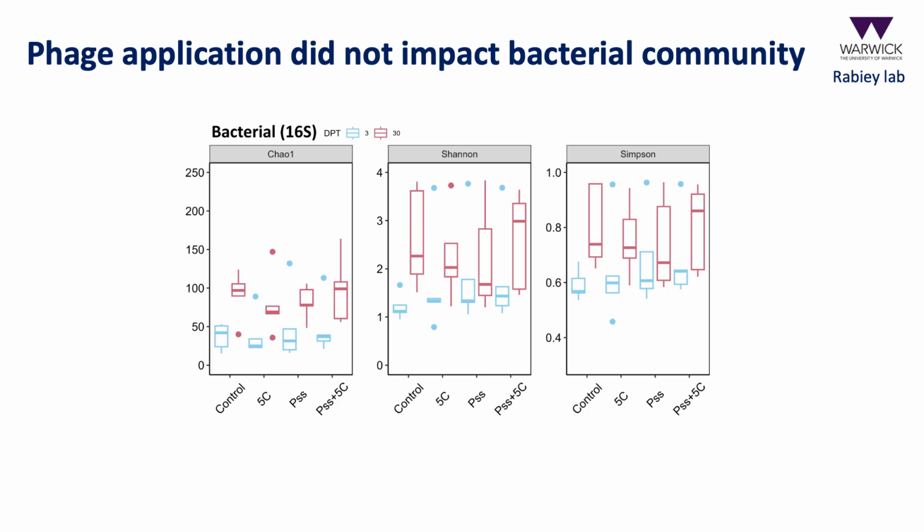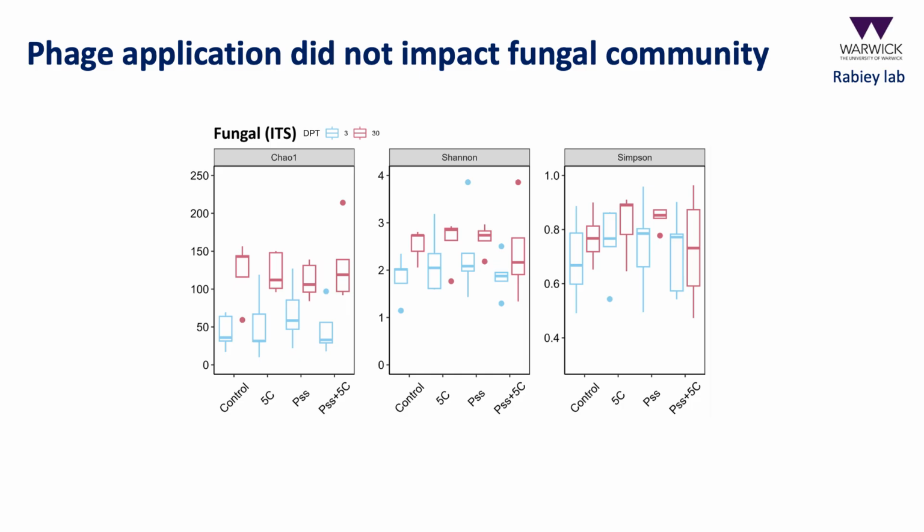And when we did statistical analysis, we found that phages didn't impact any other microbes. Because they are very host specific, they only impact PSS, so they didn't impact any other bacterial community, but also fungal community. When we targeted the ITS region, we did lots of sequencing, and again, for day 3 and day 30, time has the most important impact on the fungal community.